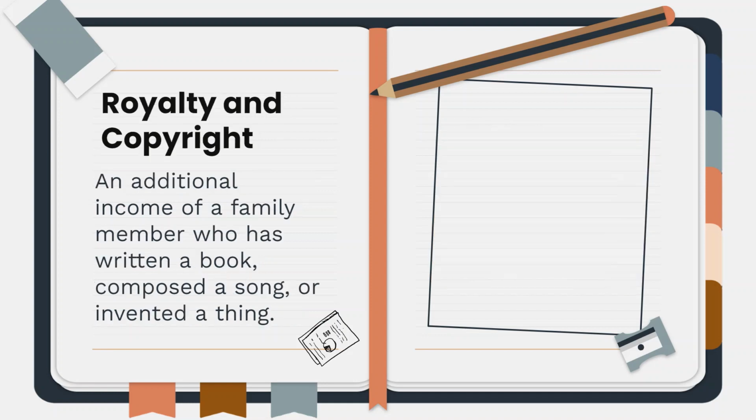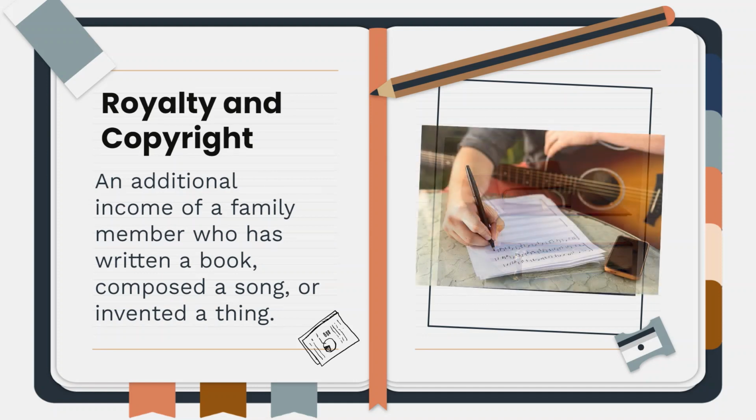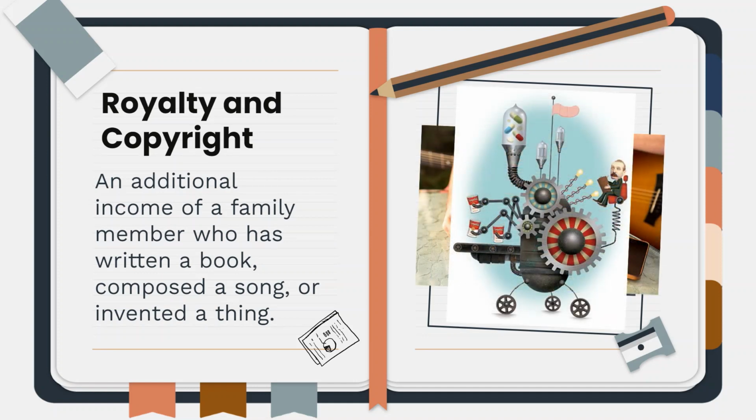Last but not the least is royalty and copyright. These are considered additional income for a family member who has written a book, composed a song, or invented something. That's it for today's discussion.